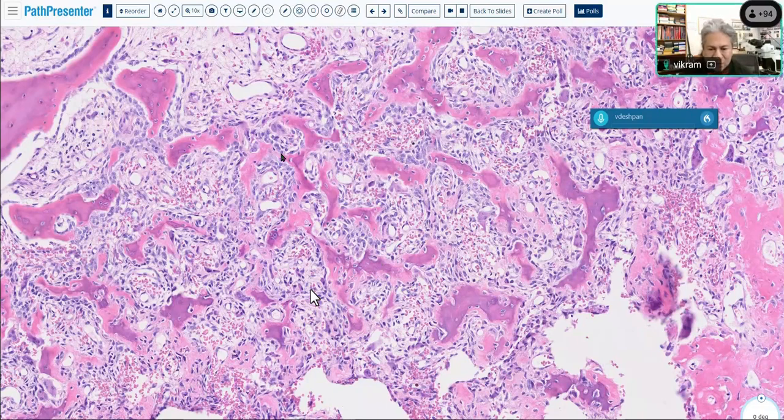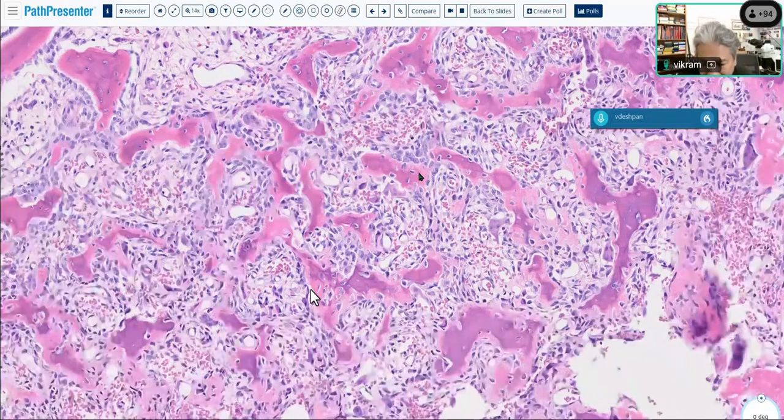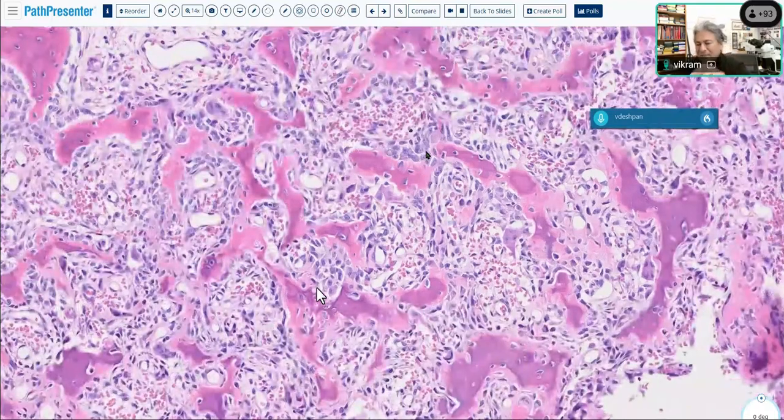Somebody asked me if this was chicken wire. It's not chicken wire-ish. So chicken wire actually separates individual neoplastic cells, right? So it'll be between the cells. These are sort of thickish seams of bone, not as thick as we saw in the parosteal osteosarcoma, but still thickish, right? And this is fairly typical of an osteoid osteoma.